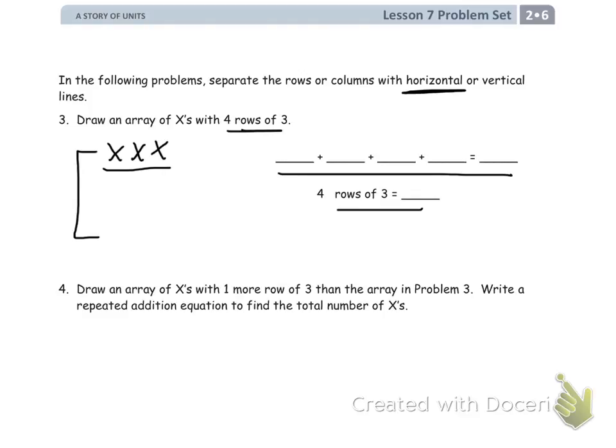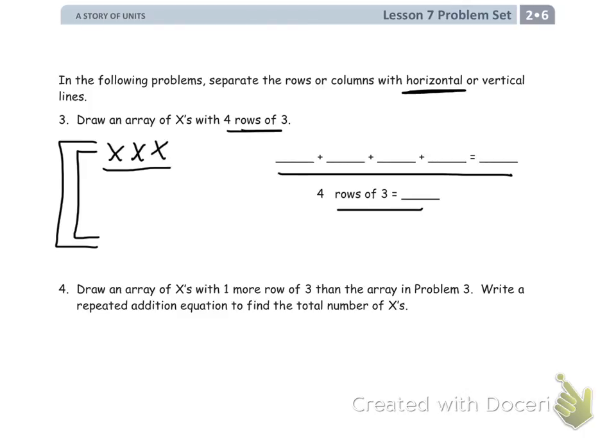Now, the wording in this problem is just a little bit odd. So it says, draw an array of x's with 1 more row of 3 than the array in problem 3. Write a repeated addition equation to find the total number of x's. Okay, so here's how I would do this. First, I would redraw what I drew for this.